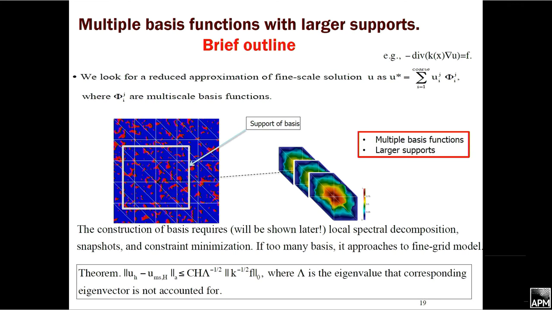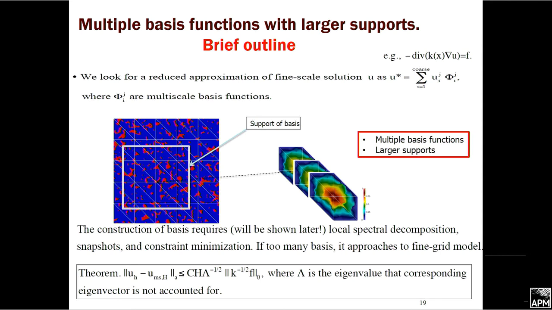So basically, in this case, the way they work with this basis is that for each coarse grid block, we solve some spectral problem that defines some basis. We select some dominant modes, do some cutoff, and based on that we construct these bases. And that's why this cutoff, this eigenvalue comes here.